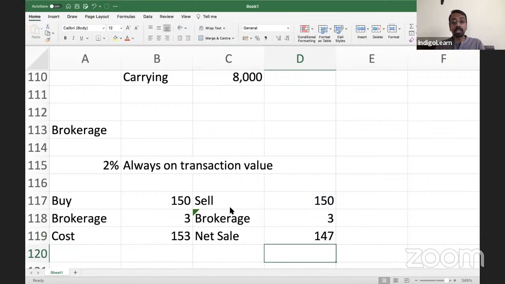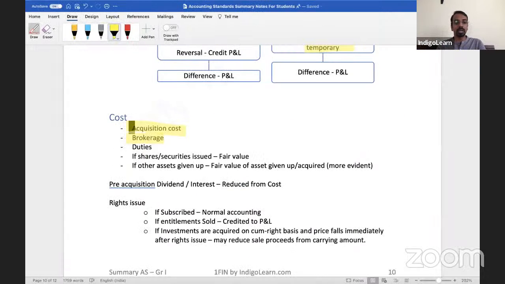147. I've seen students making mistakes here. Even while selling, they'll add brokerage to the sale value and you will lose marks. Okay, so buying brokerage will be added to the cost, and selling brokerage will be deducted from the proceeds. So what does cost include? Acquisition cost, brokerage, any other duties which are paid. Okay, so this is the concept of cost.